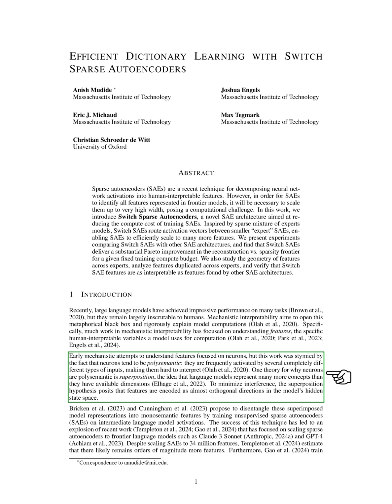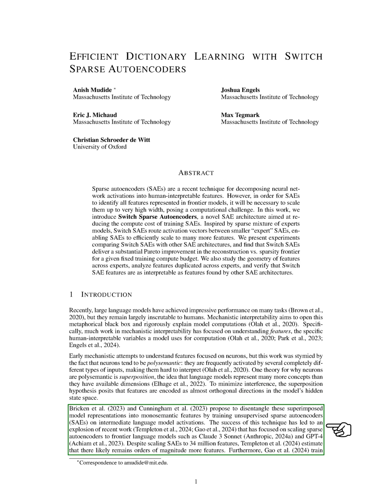One explanation for this complexity is the concept of superposition, suggesting that language models can represent more concepts than the dimensions they have available. To reduce confusion, the superposition theory proposes that features are represented as nearly independent directions within the model's hidden state space.